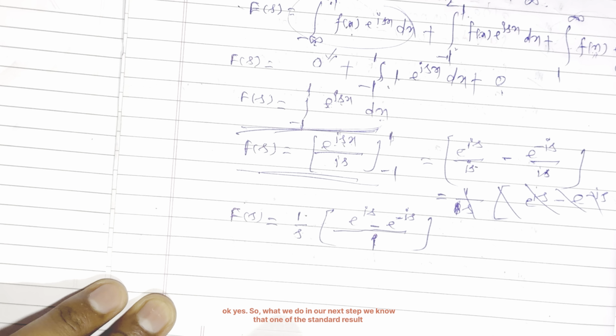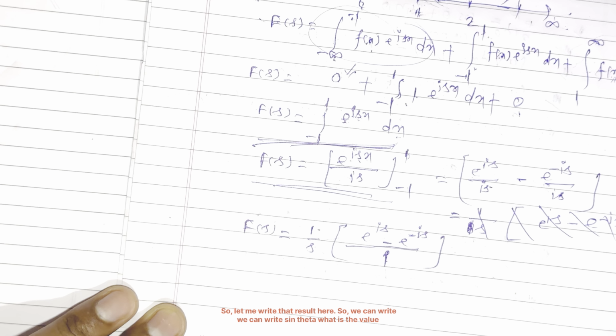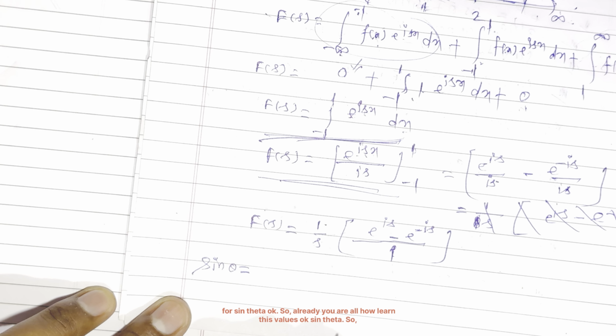So what do we do in our next step? We know one of the standard results that we learned in our previous lectures also. Let me write that result here. So we can write sine theta. What is the value of sine theta? You all have already learned these values. Why sine theta? It is the value for one of the Fourier transforms here. I will explain in our next part. So sine theta can be written as e raised to i theta minus e raised to minus i theta divided by 2 times i. This one is the value for sine theta.